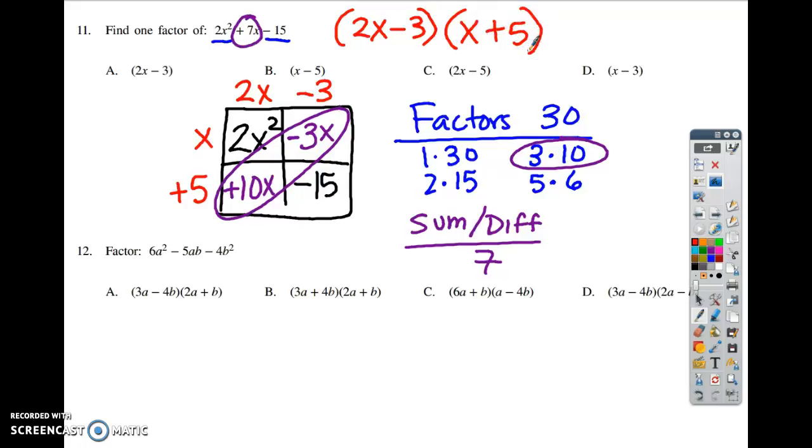So if you look, the only one that gives you that would be A, 2x minus 3, because this one says x minus 5 and we have a plus. This one mixed them up together. They did the 2x, but they did minus 5, so that's not right. And then this one's not right either. So the answer is A.